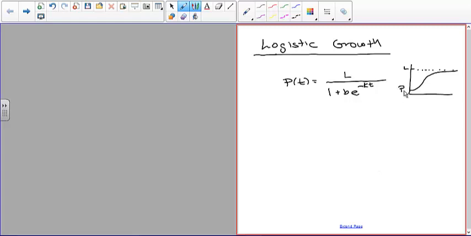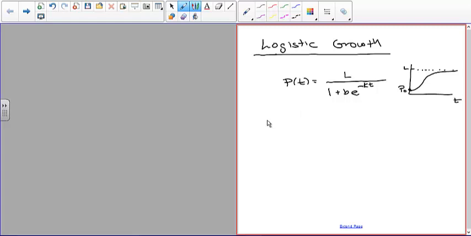So this would be the initial amount, P0, at t equals 0. As t goes to infinity, the value approaches the carrying capacity. You can see what would happen is as t goes to infinity, you get e to the minus infinity, and e to the minus infinity is 0, so this whole thing goes to 0, and you just end up with L over 1, which is L.